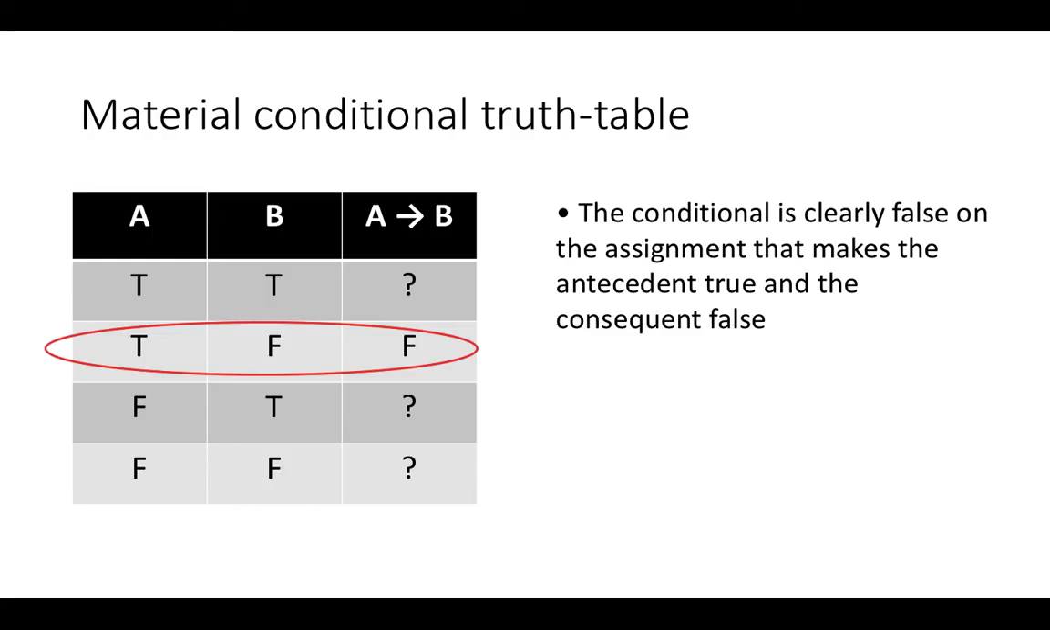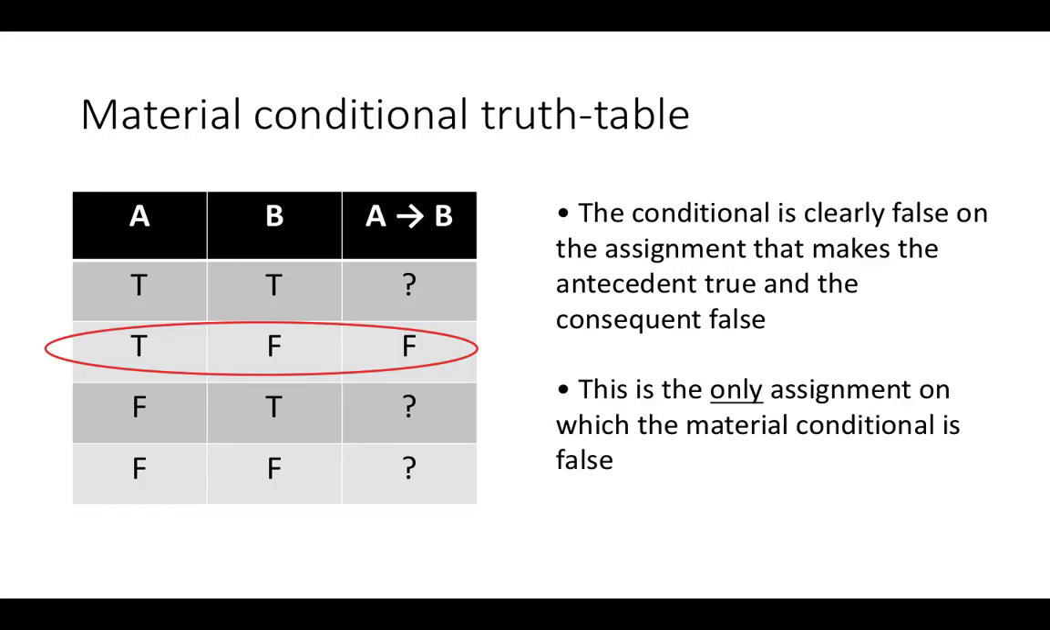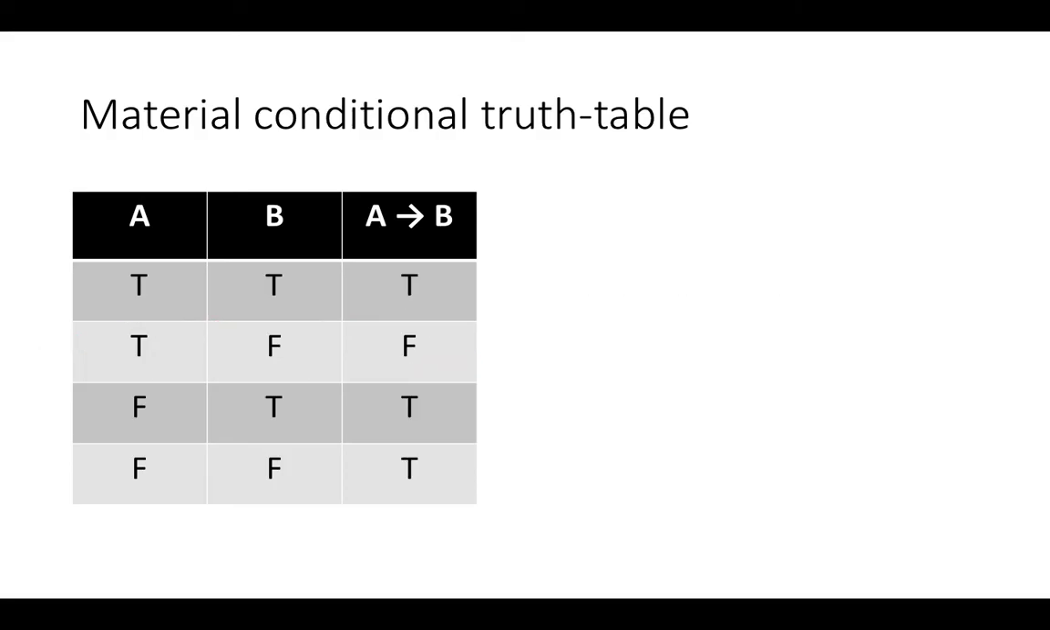The key to understanding the truth table for the material conditional is to recognize that this scenario with A true and B false is the only scenario on which A arrow B is false. In other words, as long as it is not the case that A is true and B is false, then the material conditional A arrow B comes out as true. So the completed truth table looks like this. Each line is true except for the second.